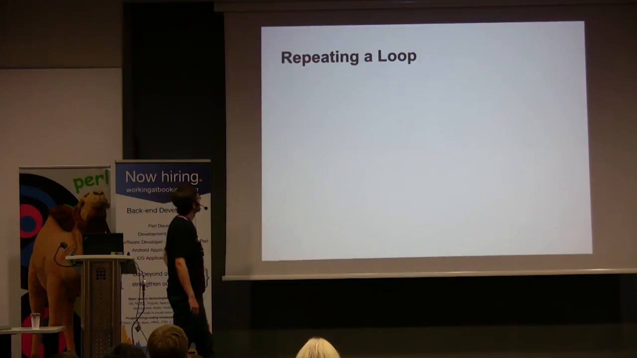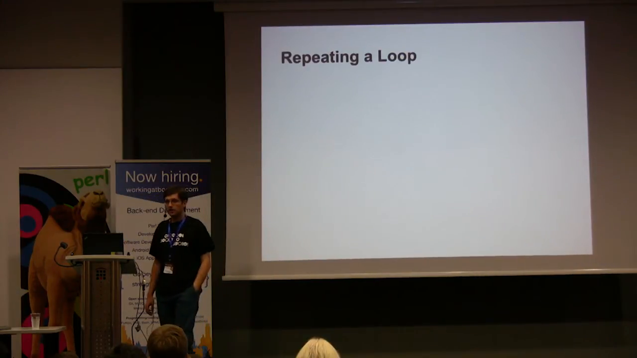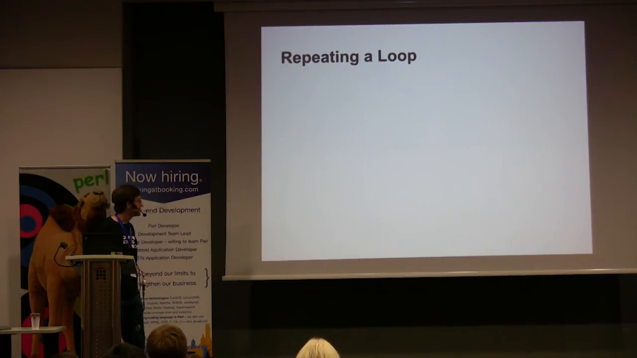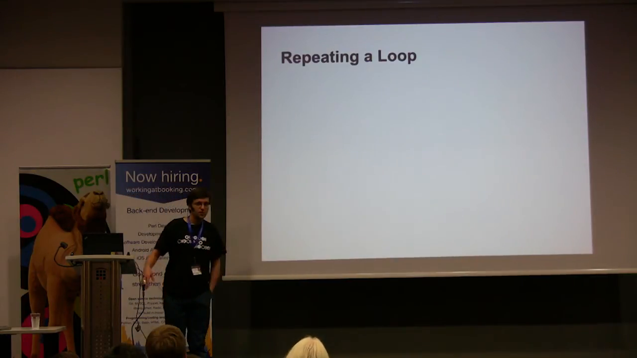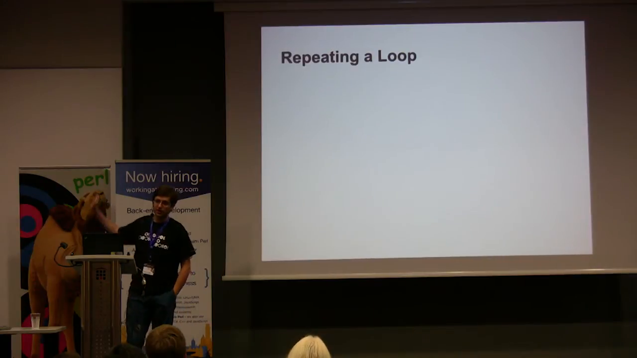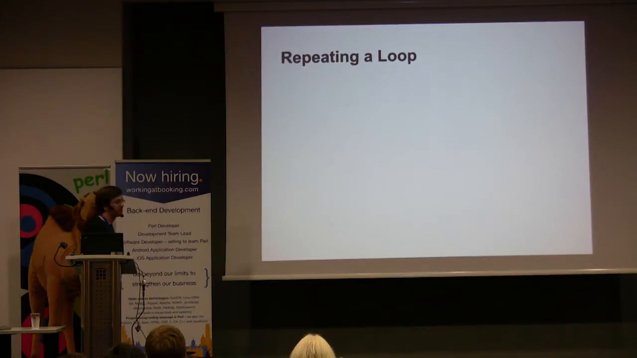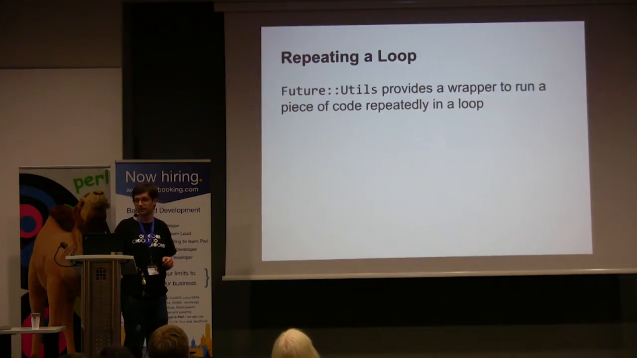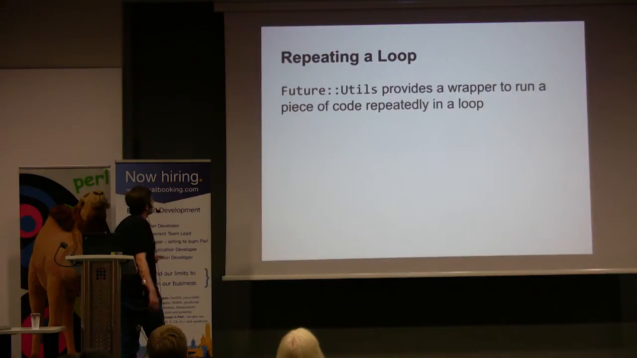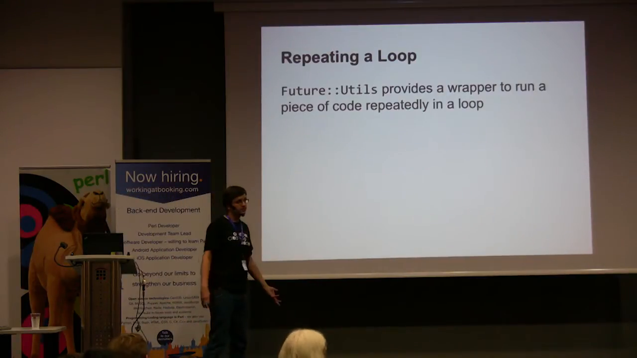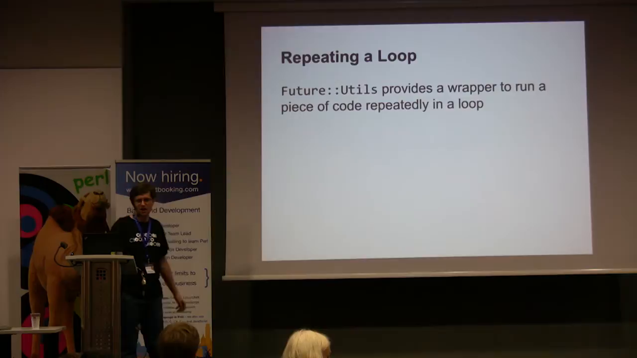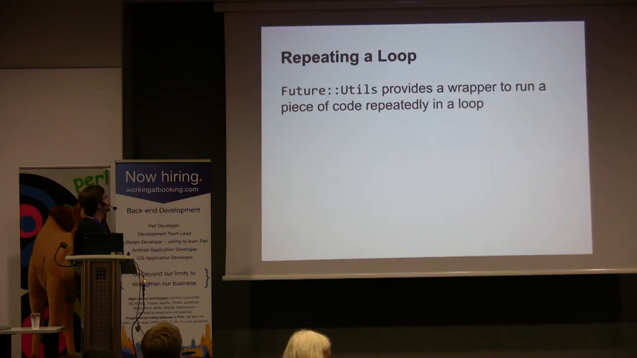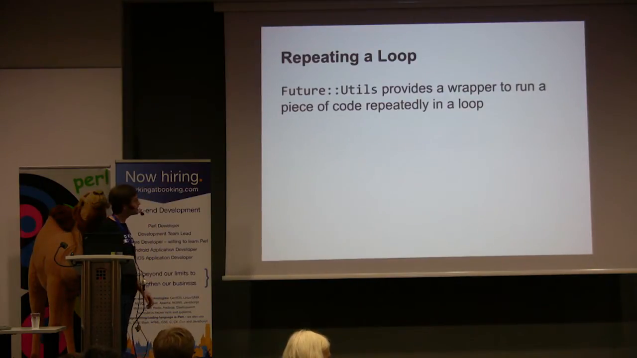Now I'm going to start going down the route of things that Perl's future has that I got annoyed that I couldn't find in any other future or promises or deferred or whatever implementations, and I created. So some of these don't have very nice names necessarily because I've started inventing them. But one of the really nice things you want to be able to do is write a loop because, hey, we like writing loops, right? So we have this module called future utils. So it has a bunch of these useful utilities.